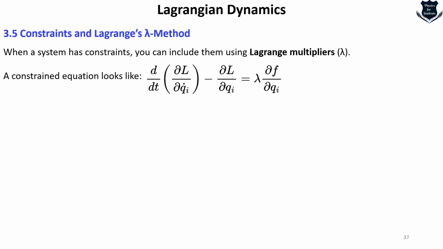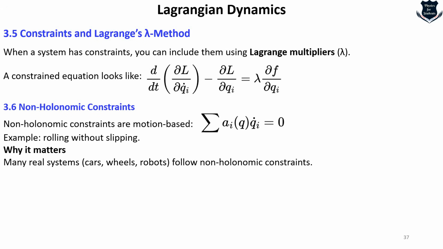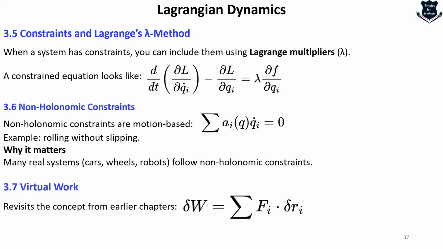For example, a bead must stay on a wire. A car must not slide sideways. So lambda is the mathematical helper that represents the force needed to enforce the constraint. It tells how strongly the constraint is pushing back on the motion. Next, we have already learned about the non-holonomic constraints and the virtual work, so I'm not going to explain them; we learned them in the earlier part of the video.